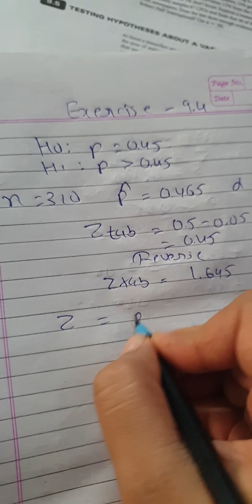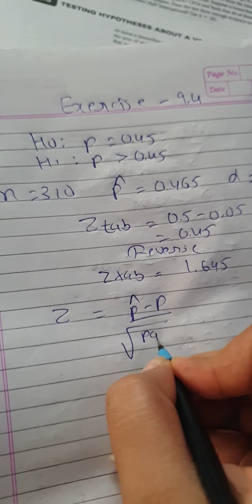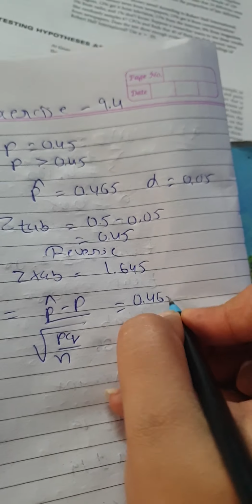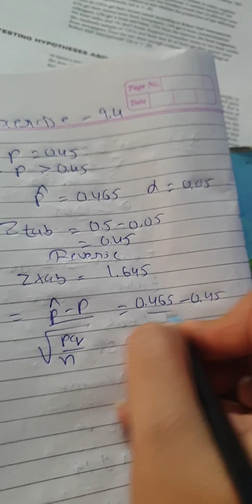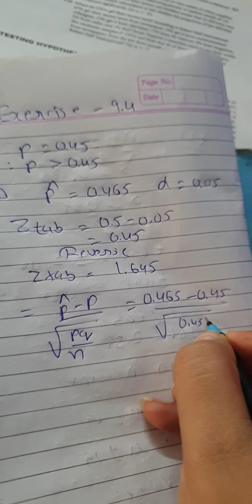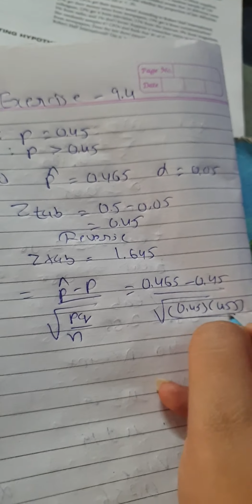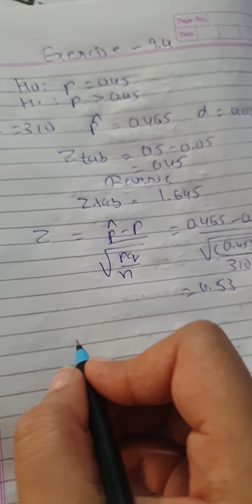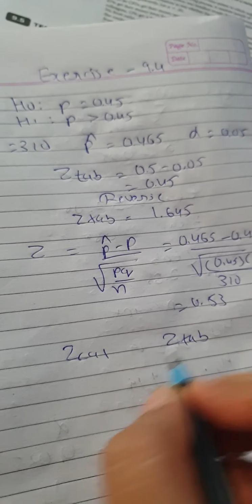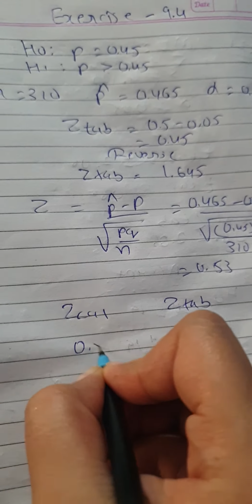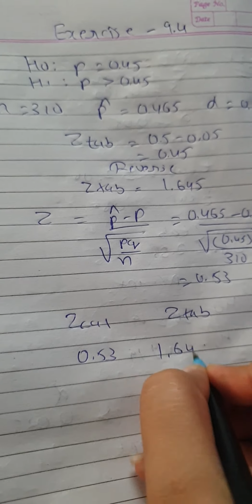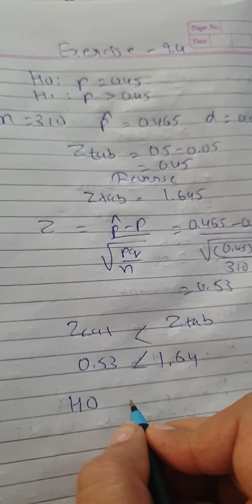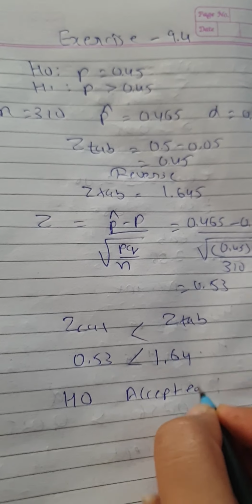Now z equals p cap minus p upon under root pq upon n. So your p cap is 0.465 minus 0.45 upon under root 0.45 into 0.55 upon 310. So the answer will be 0.53. Now z calculated and z tabular: calculated value 0.53, table value 1.64. So the table value is more, so H0 is accepted, or we can say fail to reject.